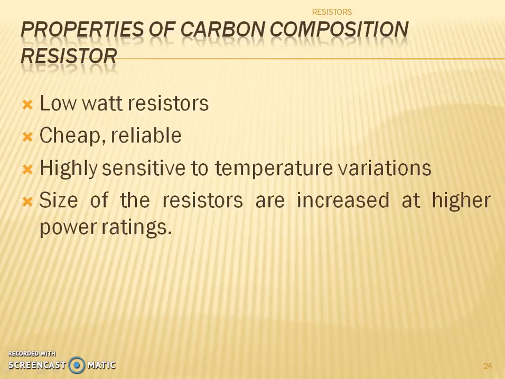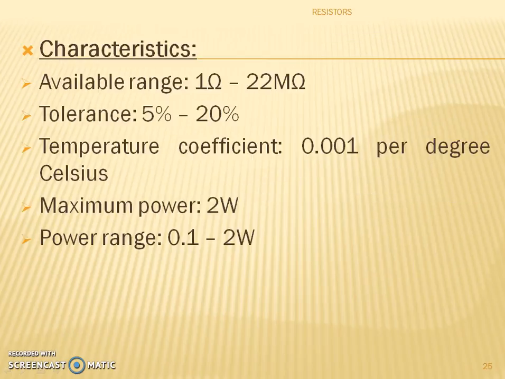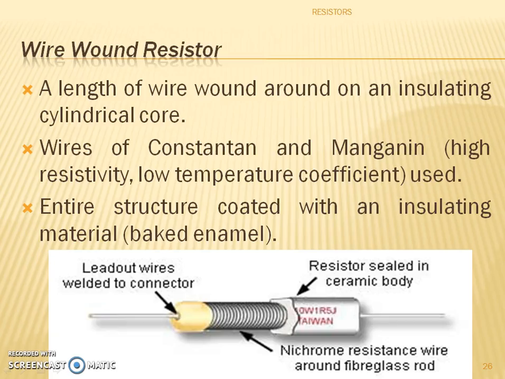The properties of the carbon composition resistors are: low water resistance, cheap, reliable, and highly sensitive to temperature variation. The size of resistors increases at higher power ratings. The characteristics: the available range is 1 ohm to 22 mega ohm, tolerance is 5 to 20%, temperature coefficient is 0.001 per degree Celsius, maximum power is 2 watt, and the power range is 0.1 to 2 watt.